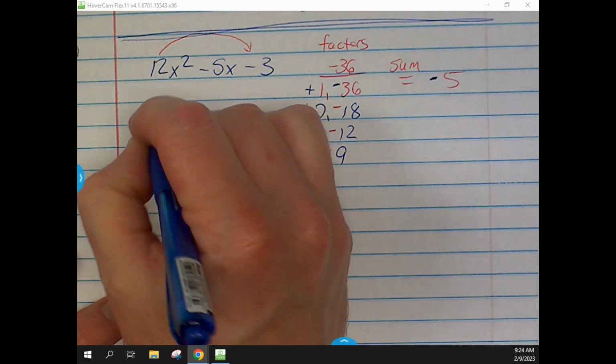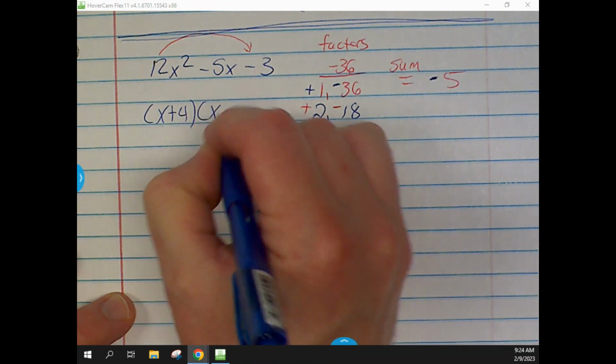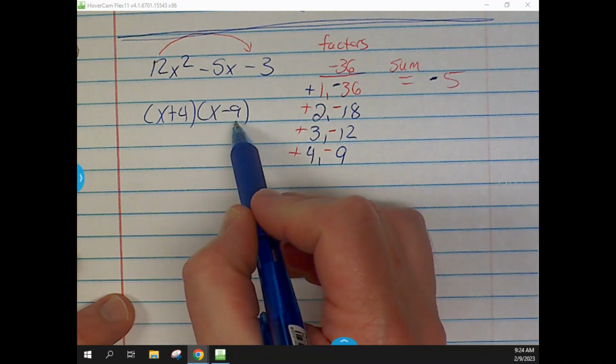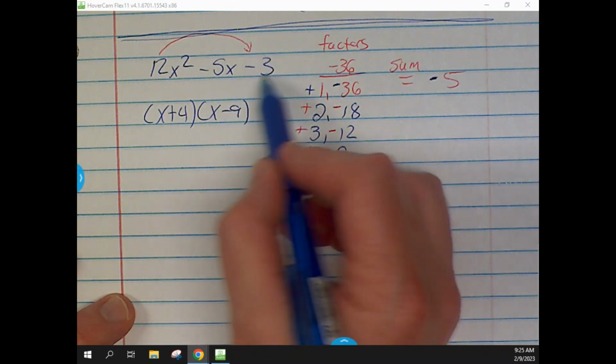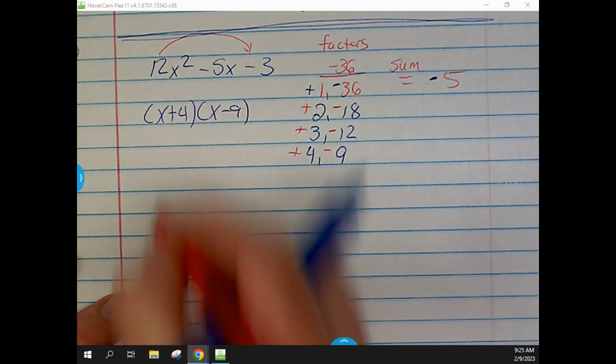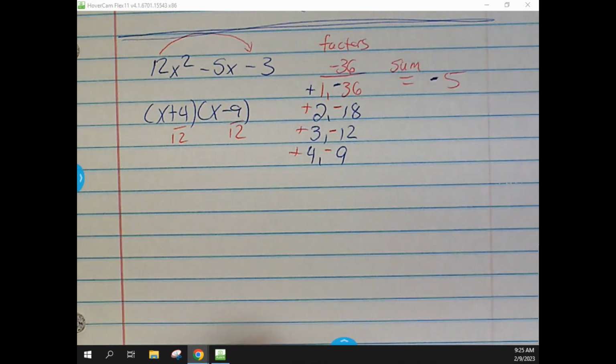Okay, so we've got x plus 4 and x minus 9. But again, if you look at it, you can tell, that's 4 times 9, that's 36 at the end. This number's got to be 3 because we multiplied by 12. That number is way too big. So to even it back out, we're going to go back and divide both numbers by 12.